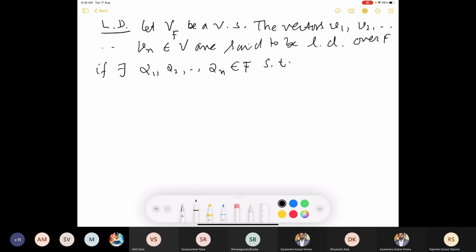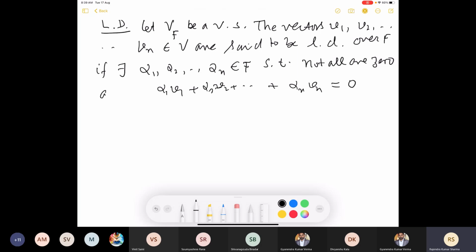the linear combination alpha_1 v_1 plus alpha_2 v_2 plus ... alpha_n v_n, this is a vector in V, and suppose this is 0 here. But all of them should not be 0, because if all of them are 0, this is trivially true. So this is said to be linearly dependent over F if there exist alpha_1, alpha_2, ..., alpha_n in F, but not all of them 0, such that their linear combination is 0. In that case, we say they are linearly dependent. If that is not the case, then we say linearly independent.